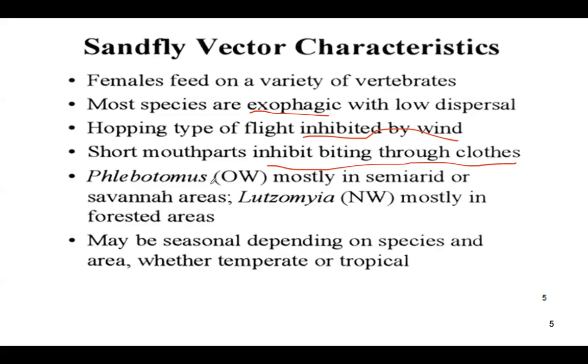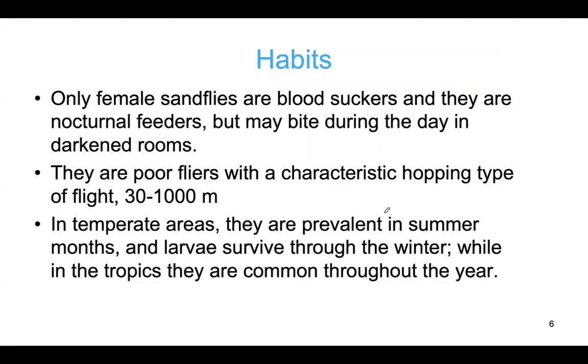So Phlebotomus of the Old World is mostly in the semi-arid and savanna areas, and Lutzomyia, as I said, is in the New World, which is mostly in the forested areas. They may be seasonal depending on species, weather, and whether the temperature is temperate or tropical. As for the habits, only female sandflies, as I mentioned before, are the bloodsuckers. They are nocturnal feeders, meaning they feed at night, but they may also bite during the day, especially if the rooms are dark.